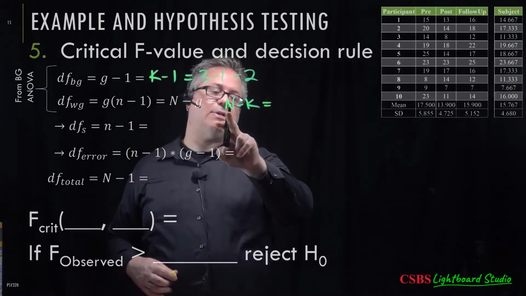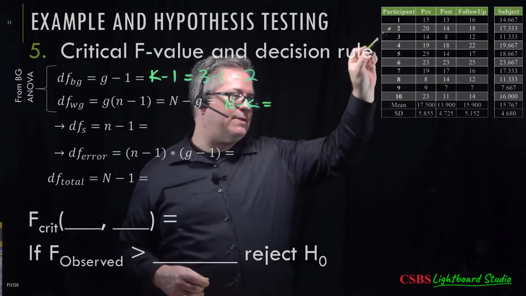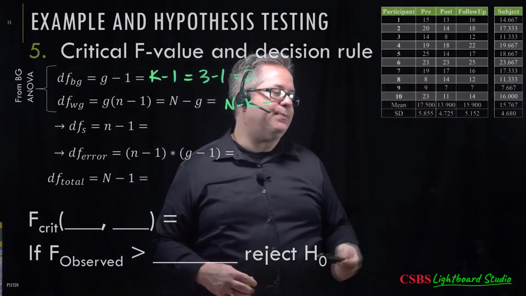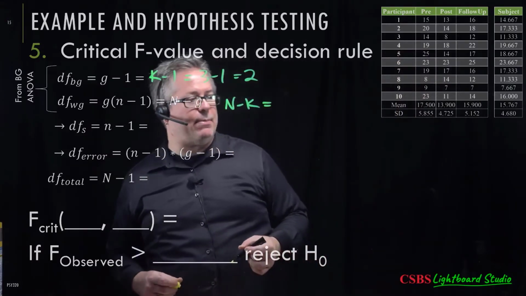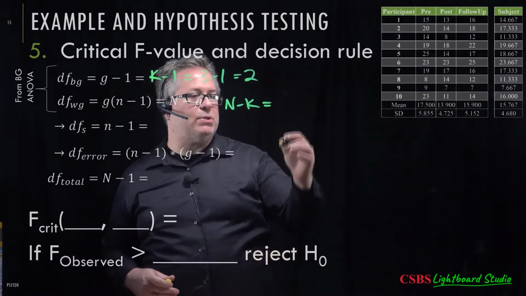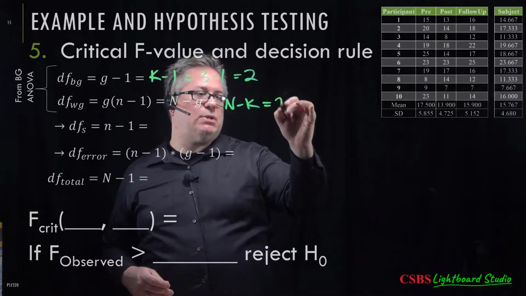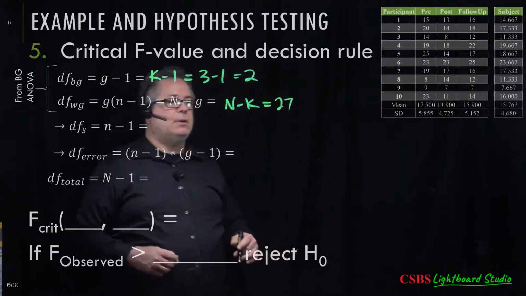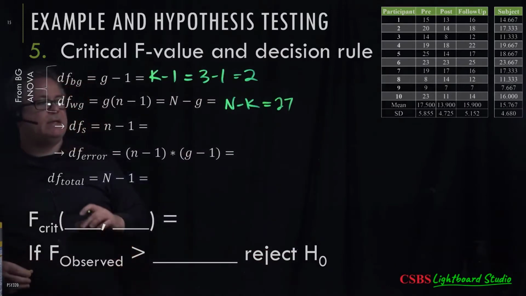I have 30 subjects, so 30 scores. I really only have 10 participants, right? But I have 30 scores, and that's what N represents here, the capital N. I have 3 groups, so 30 minus 3 is 27. Now for subjects, it's little n minus 1.